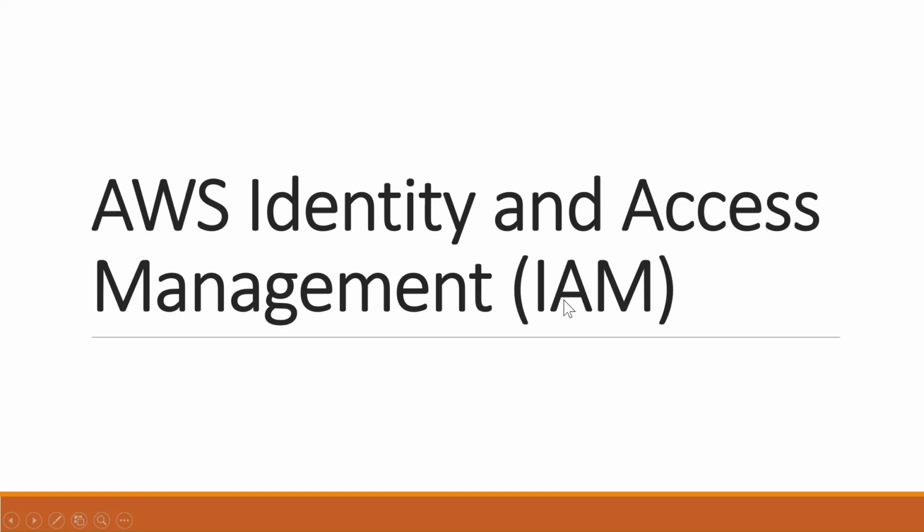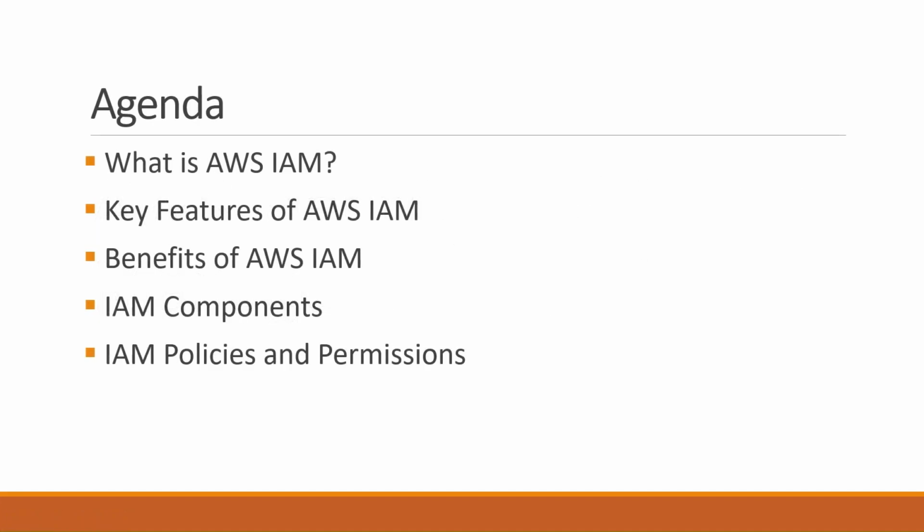So in this video, let's discuss identity and access management. Firstly, let's look at what topics we are going to cover in this video. Firstly, what is AWS IAM, what are the key features, and what are the benefits of using AWS IAM, and what are the components, and what is the meaning of policies and permissions.